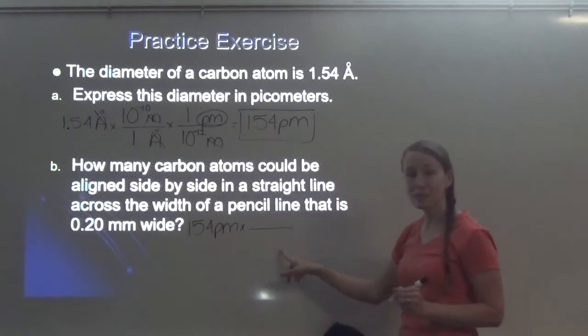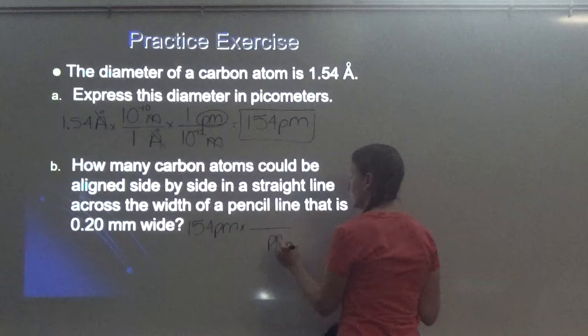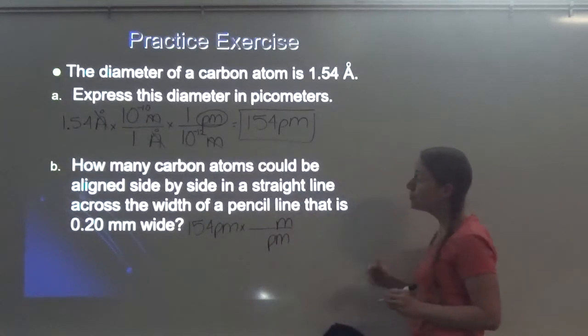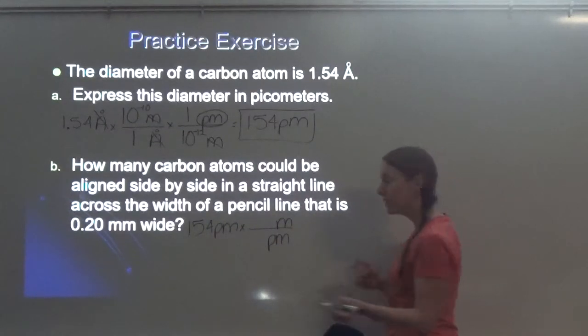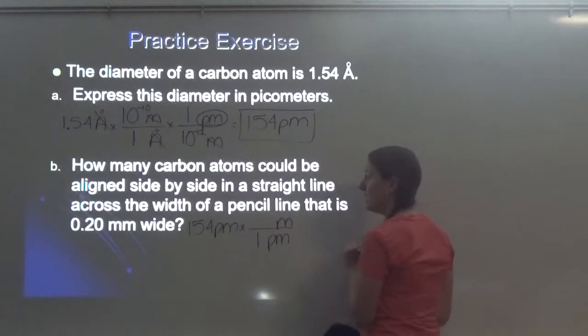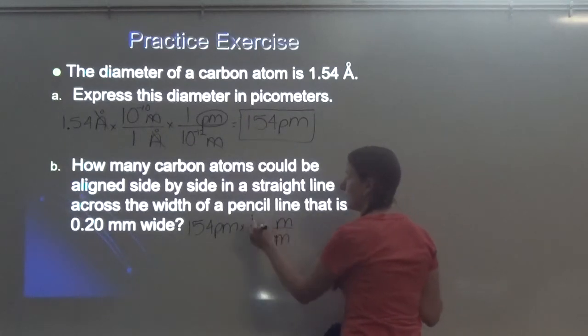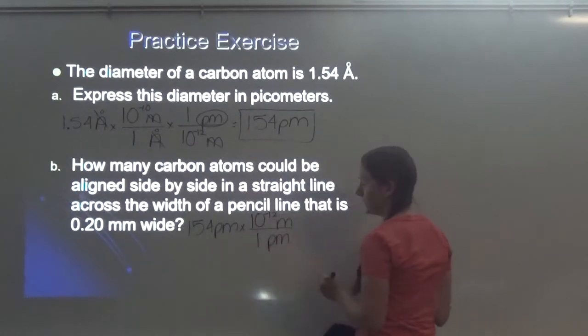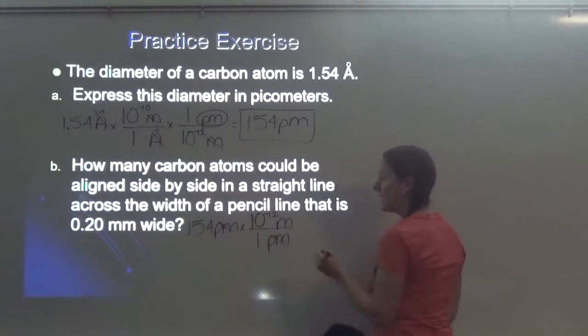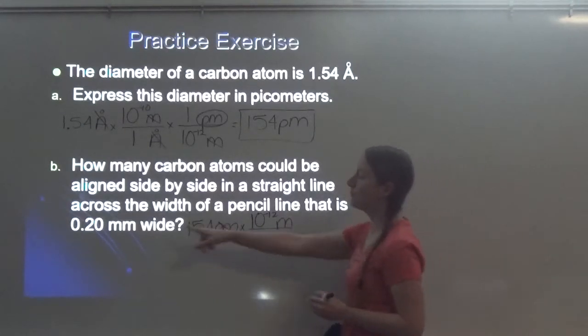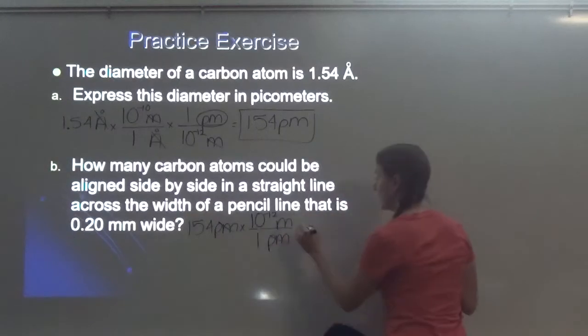Alright, golden rule says picometers has to go on bottom. I'm trying to get to my base unit of meters. So 1 prefix unit, or 1 picometer, equals 10 to the x base unit. Pico is 10 to the negative 12 meters. So picometers cancel. I've made it to meters, but remember I'm trying to get to millimeters.